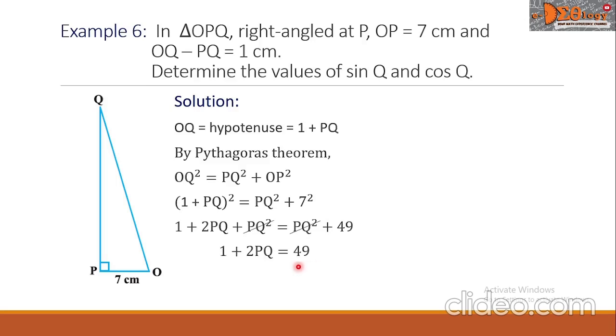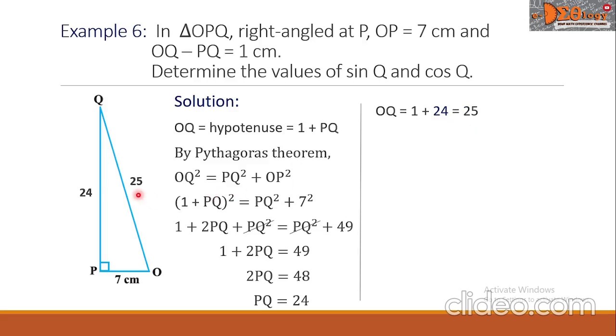equals 49. We transpose this constant 1 to the right. It becomes negative 1. So 49 minus 1 is 48. Then from here, we divide by 2. We will get the value of the side PQ, and that is 24. Now for the OQ, that is the hypotenuse, that is 1 plus PQ. We substitute the value of PQ as 24. We will get the value of OQ. So that is OQ equals 1 plus 24, which is 25. And we can write it here also.